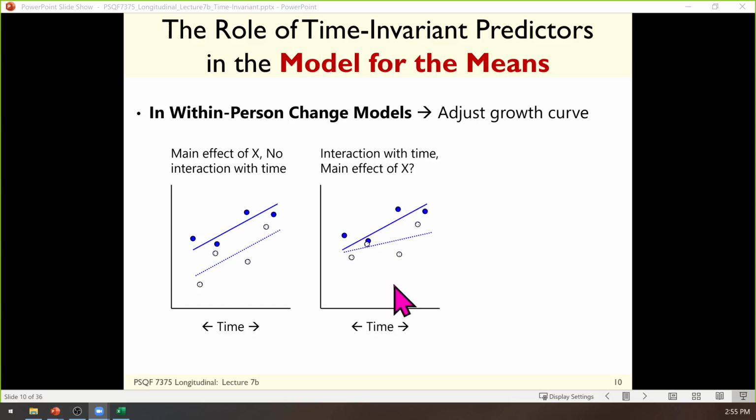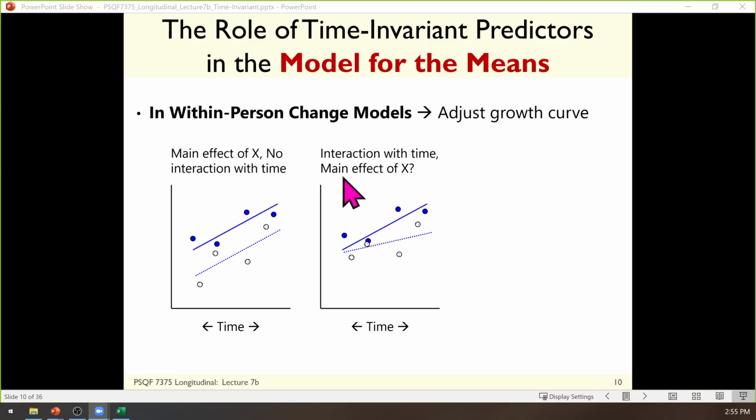You could have something like this, where you allow an interaction between your time invariant predictor and time, and that changes the story. You could have something where x doesn't appear to have an effect at the beginning of the study, but it does have an effect by the end, because what x is actually doing is changing the rate of change, not the intercept.